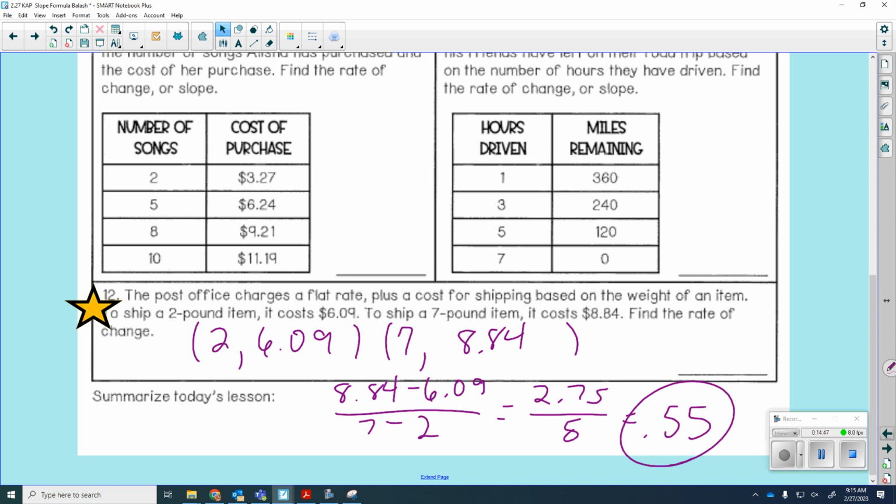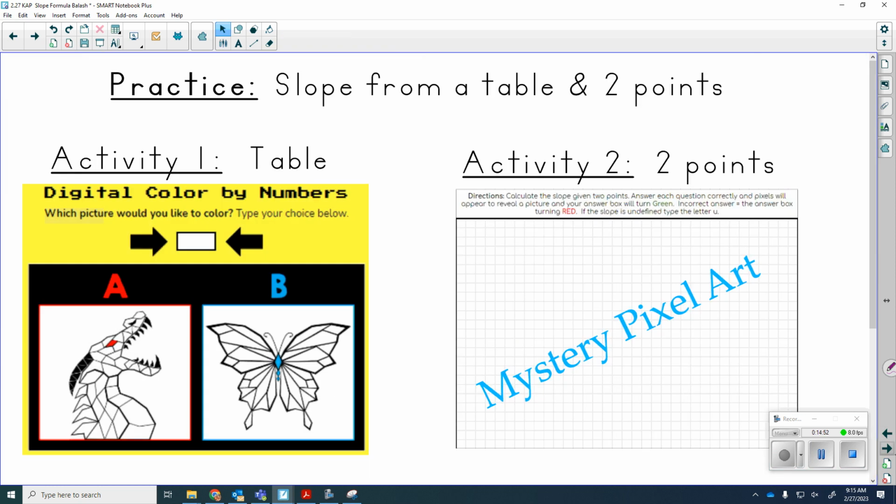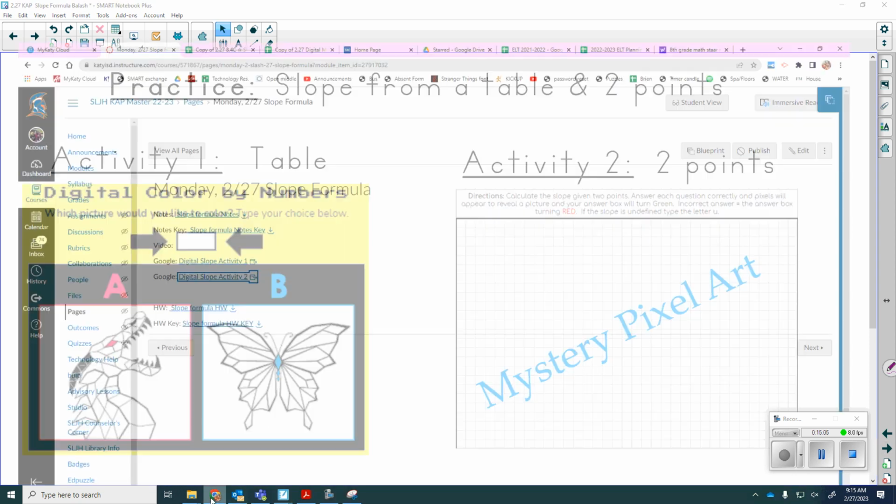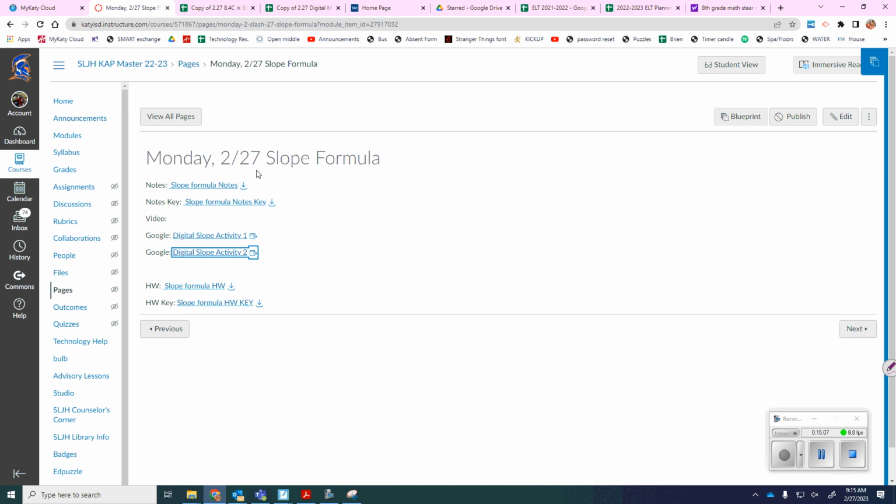The last page in the packet will be your homework, but before we get to that, I have 2 digital activities. I want to explain both of these to you. I have Chromebooks on top of the cart. For the first one, both of the links are in Canvas.